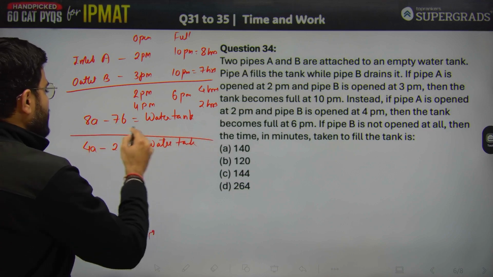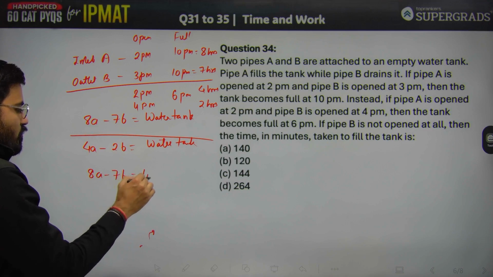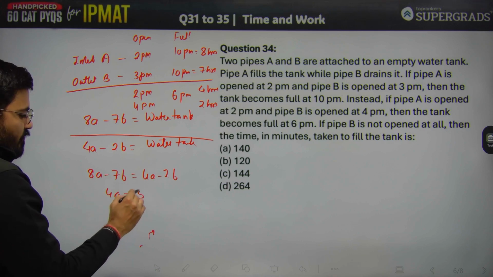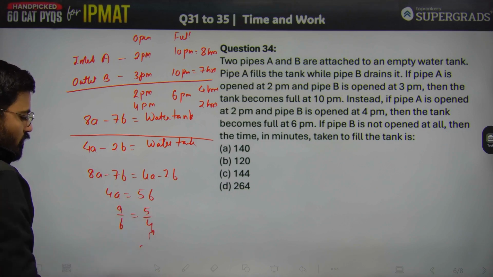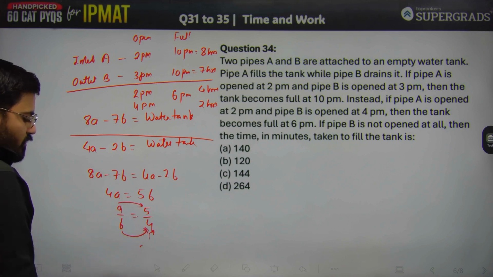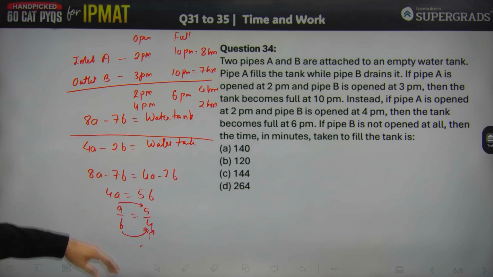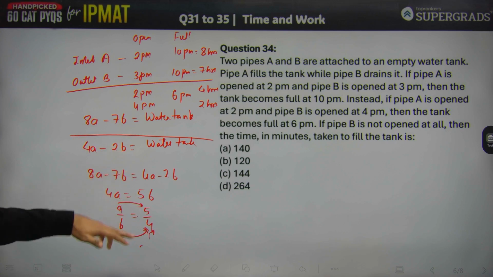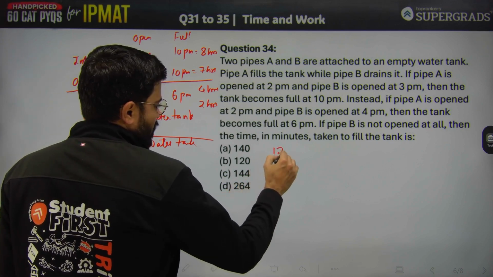You equate these and what you will get? 8A minus 7B is equal to 4A minus 2B. So 4A is equal to 5B, or I can say A by B is equal to 5 by 4. So let the efficiency of A be 5 units and B be 4 units. And this will give me the capacity of the water tank: 4 into 5, 20, minus 2 into 4, 8, 20 minus 8. So the capacity of the water tank is 12 liters.